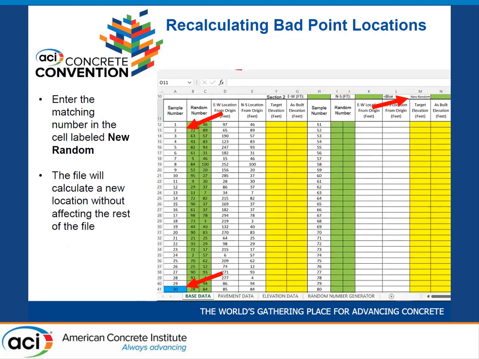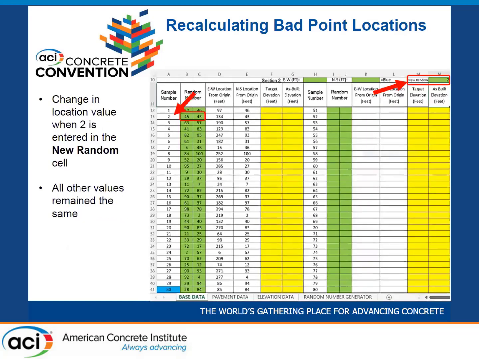Up on the very top right, there's a new random generator. So we're going into sample number 2, which is the east-west 65 and 89. We put a 2 in the top up there and generate a new point at 134 and 43. It automatically, randomly does that, so it's not hand-picked, so you can't pick the answer that you want.